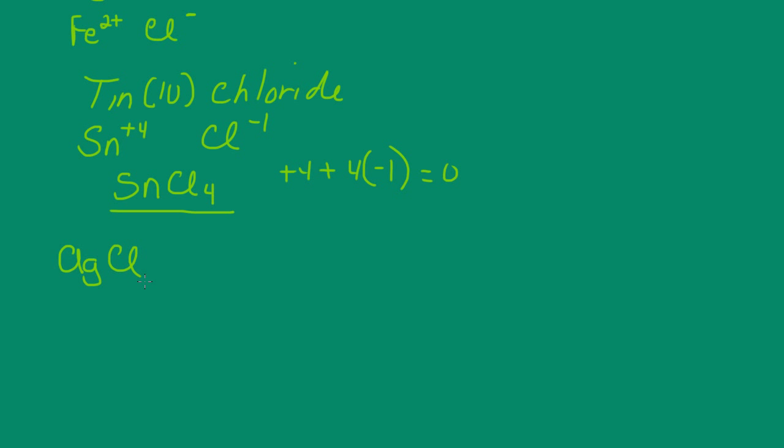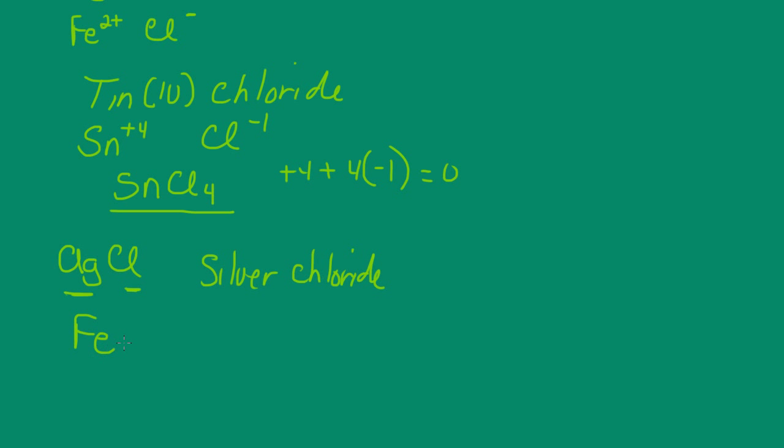Let's do another one here. What is the name of this compound here? This is the symbol for silver. This is the symbol, of course, for chloride. So this would be called silver chloride. Silver is a transition metal, but it only forms ions with a +1 charge, so we don't need the Roman numeral here.